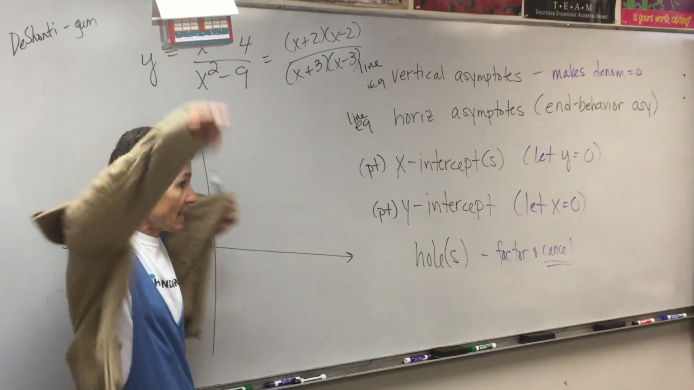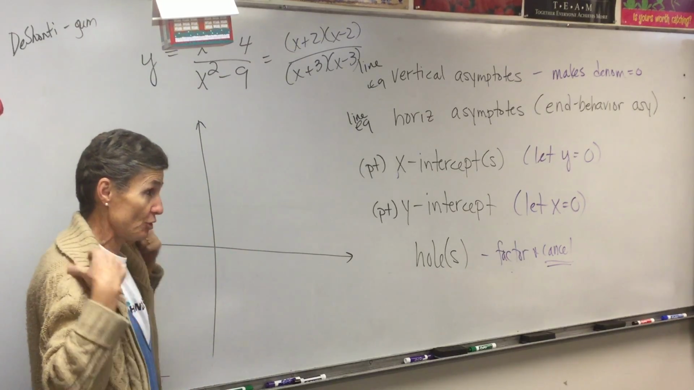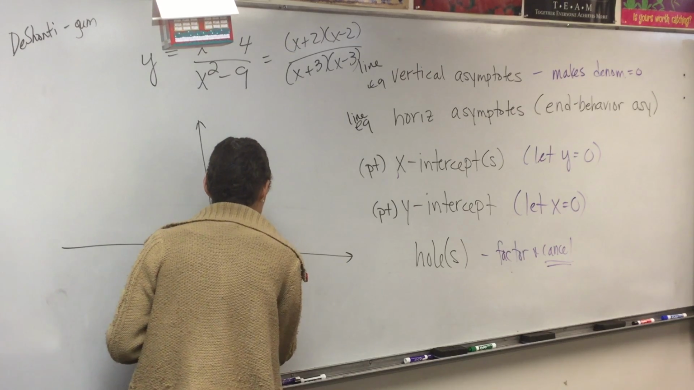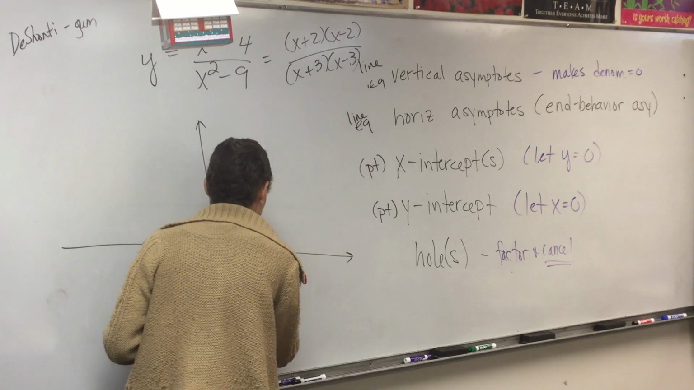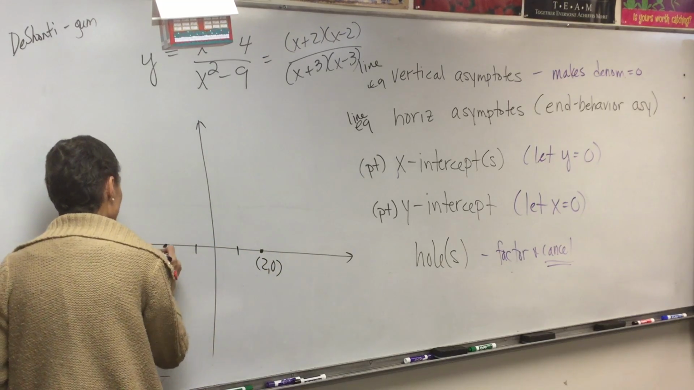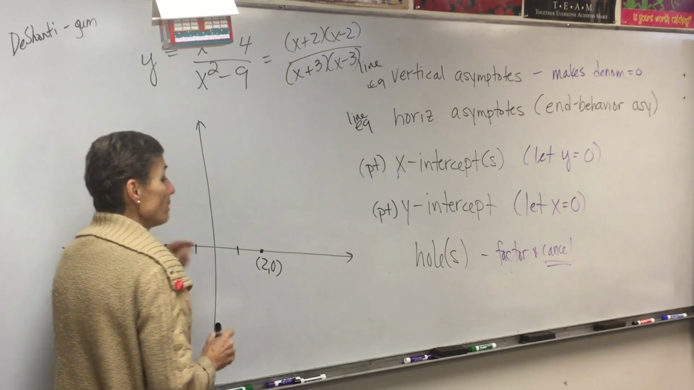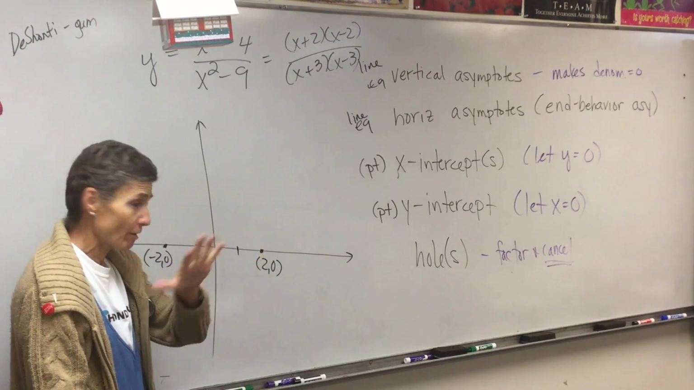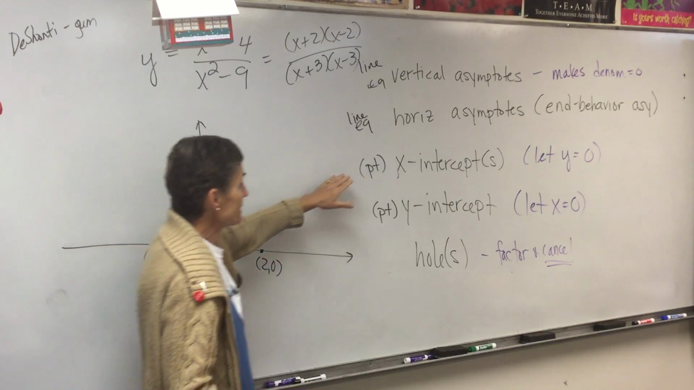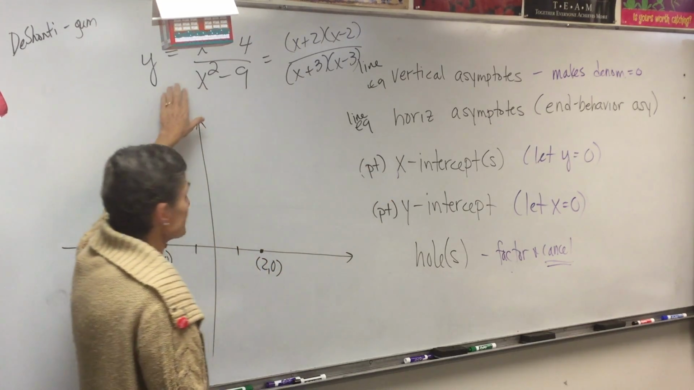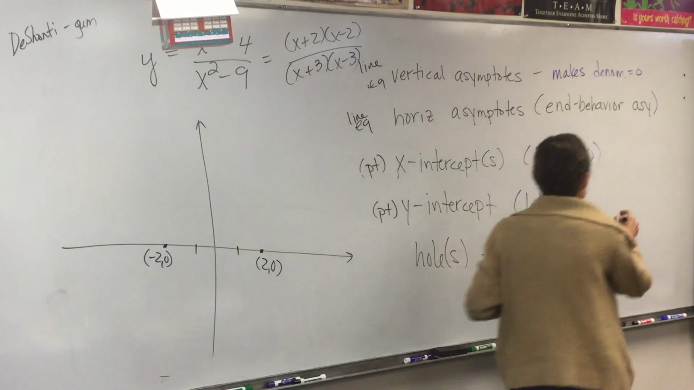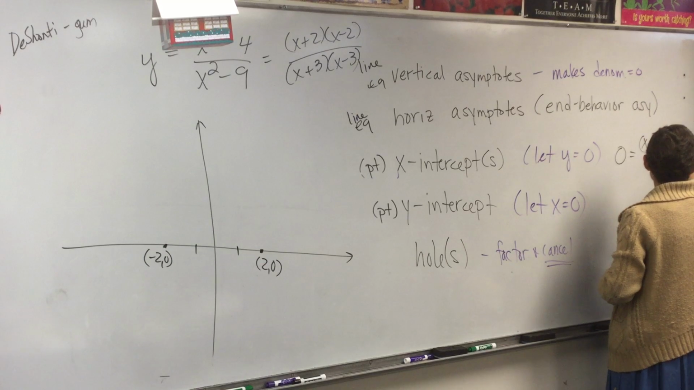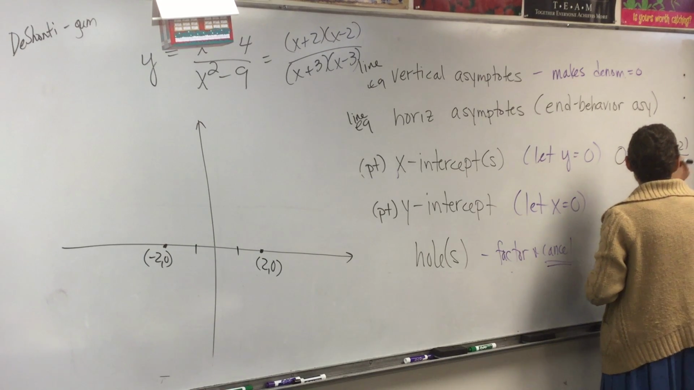So I have a point on the x-axis, an x-intercept at 2, and I also have one at negative 2. Look, I have 2 x-intercepts this time, one at 2 and one at negative 2. Now one more time, I'm not going to do this anymore. This is the last time, so you need to pay attention and write it down if you need to. To find an x-intercept, I let y be 0. So I would have the equation 0 equals (x plus 2)(x minus 2) over (x plus 3)(x minus 3).